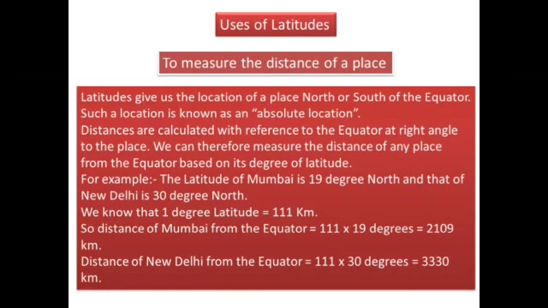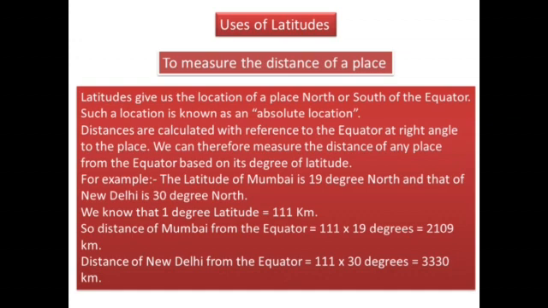Uses of latitudes. First, to measure the distance of a place. Latitudes give us the location of a place north or south of the equator. Such a location is known as an absolute location. Distances are calculated with reference to the equator at right angle to the place. We can therefore measure the distance of any place from the equator based on its degree of latitude.